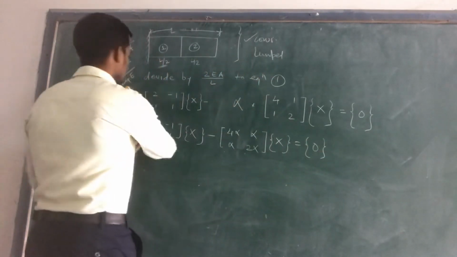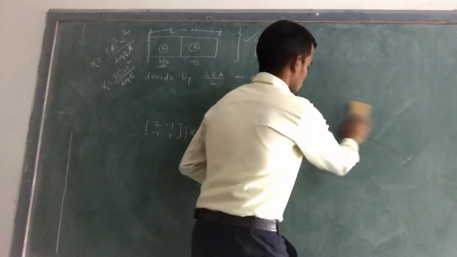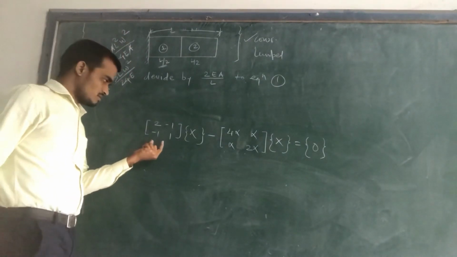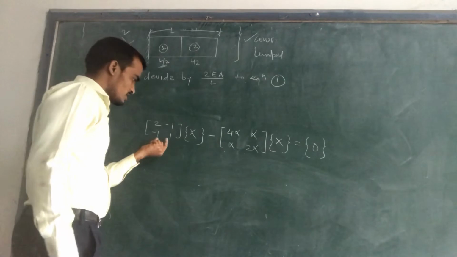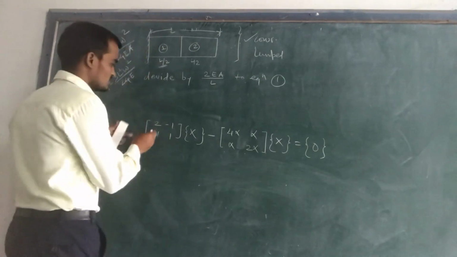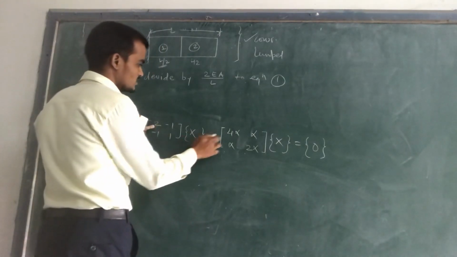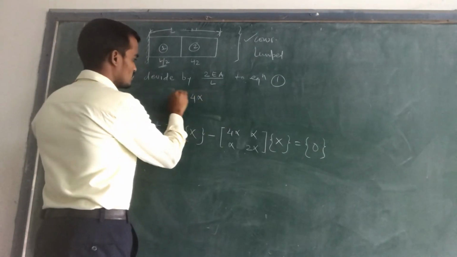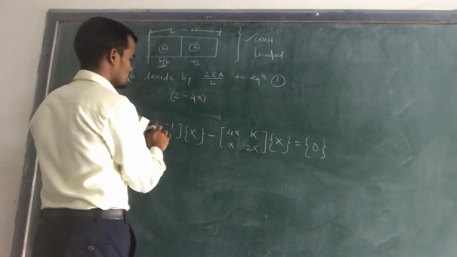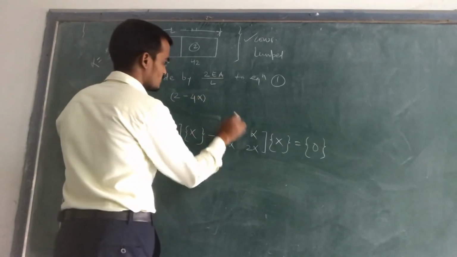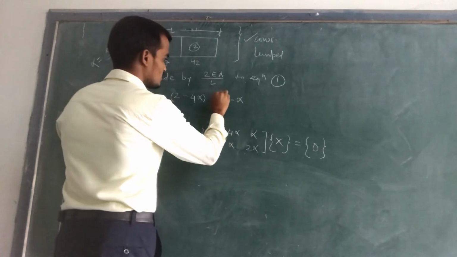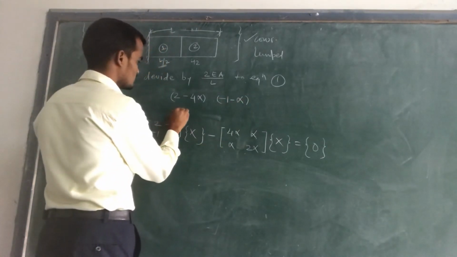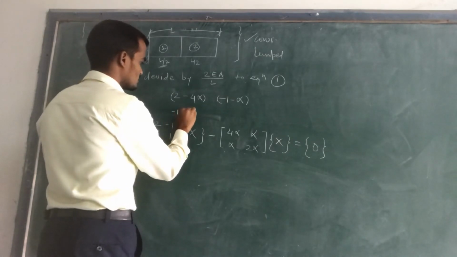As we know that this is the same x vector, simply we need to take the subtraction of these two matrices, 1 and 2. If we subtract the elements, the first term will be 2 minus 4 alpha, then minus 1 minus alpha, minus 1 minus alpha, and the last term 1 minus 2 alpha.